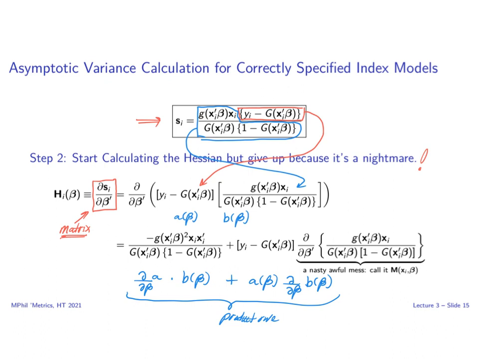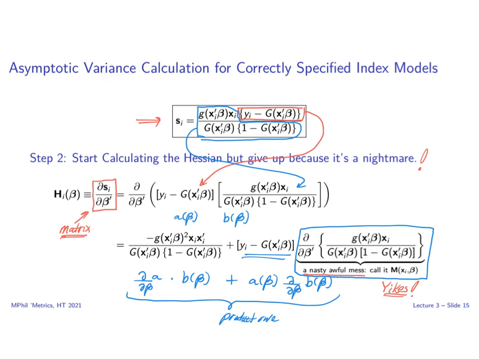I will add to this, again continuing with the product rule calculation, the first factor, yi minus g of x prime beta, multiplied by the derivative of the second factor with respect to beta, and this looks like it's going to be a bit of a pain. I'm pretty sure that I will make some kind of mistake if I try to calculate this derivative, and that's not going to work very well for the video.